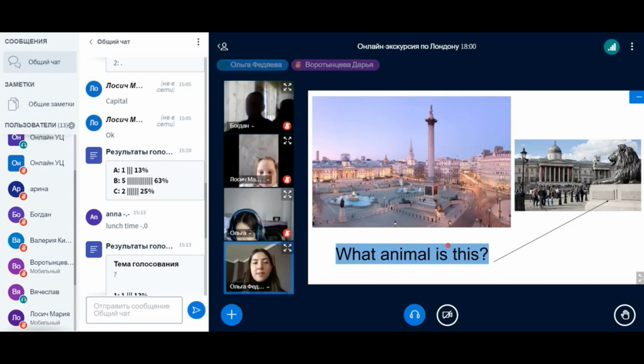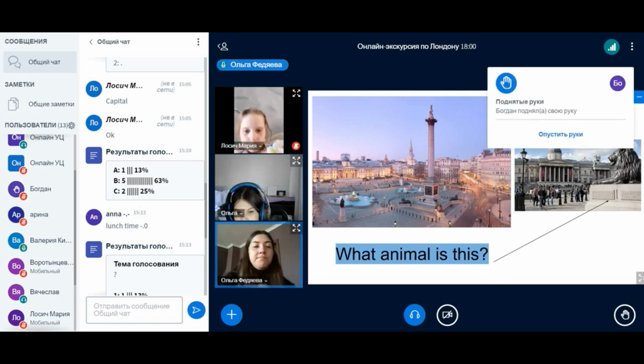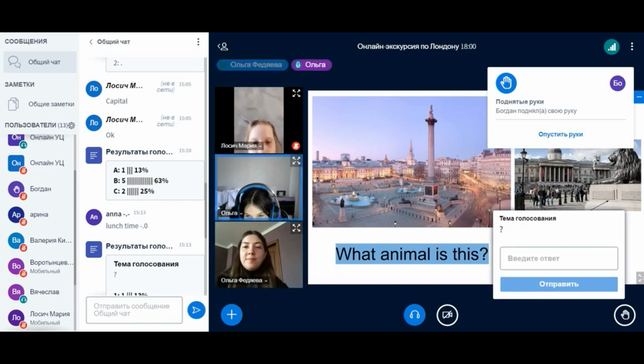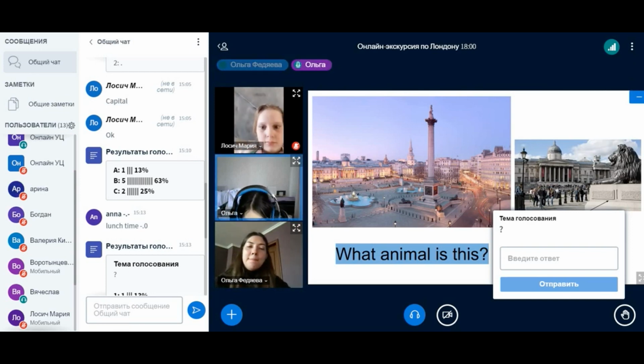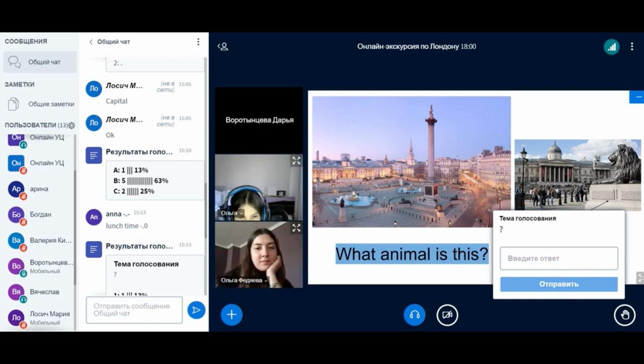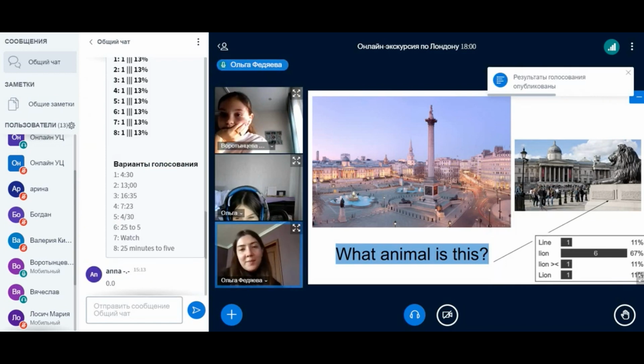What you need to do? Can you look here? I have a question. What animal is this? Don't talk. I will give you a chance to write. So please, I need your answers. Okay. So, yeah, this is a lion.